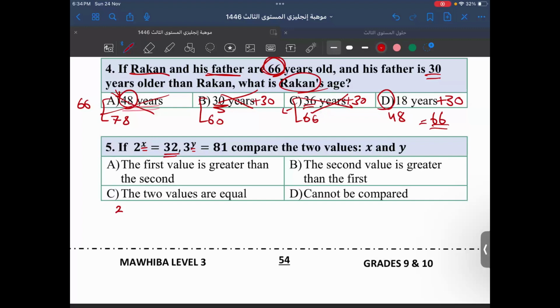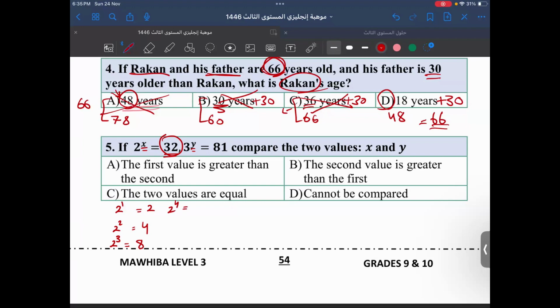Okay, so let me see the numbers that we already know. So 2 to the power of 1 equals what? 2. Yes. 2 to the power of 2? 4. So until I reach 32, I'm going to continue, okay? So 2 to the power of 3? 8. 2 to the power of 4?